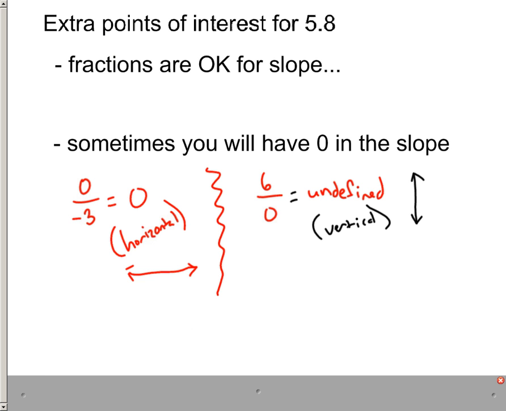That should do it. Hopefully, this gives you a little bit of guidance about how to handle these problems when you're given 2 points, of how to find the slope.